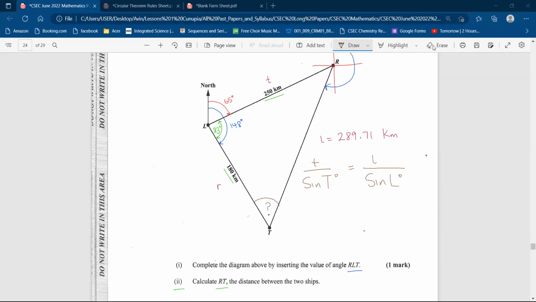All right, so let's substitute in some values here. Common T is how much? Common T is 250. Capital T, we do not know. Common L is how much? Common L is 289.71, and capital L is 83 degrees.